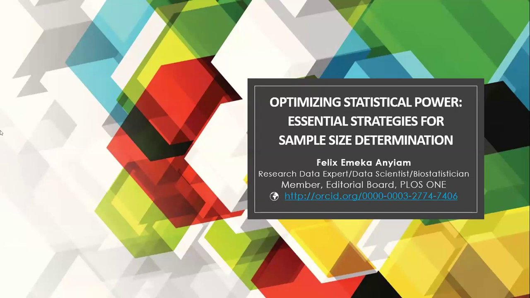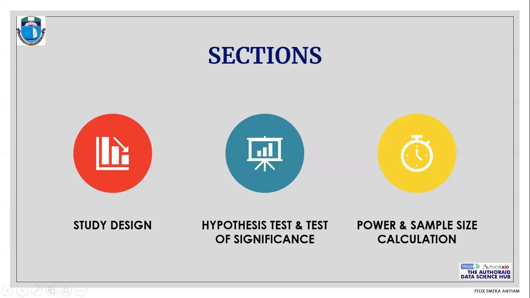So the sections are in three key places. We would look at study design, hypothesis test, and test of significance. Then we would look at the power and sample size calculation because they have some kind of link.